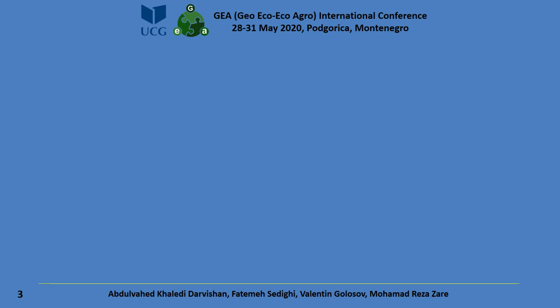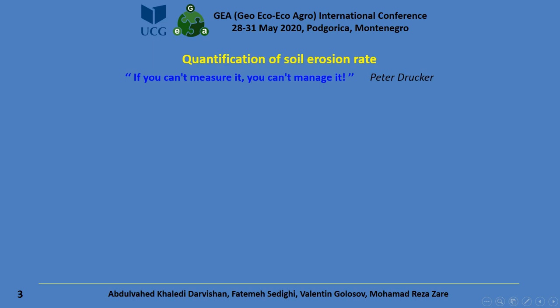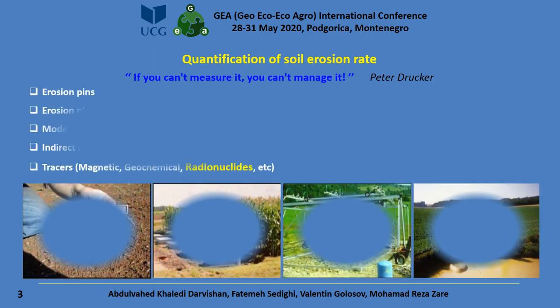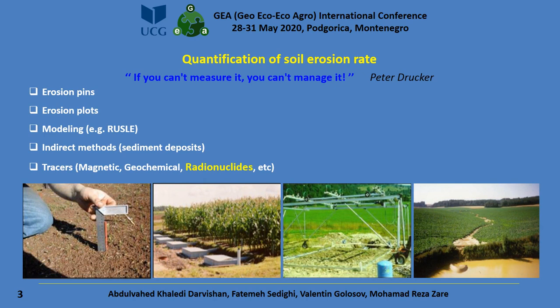Let's talk a little about why and how to quantify soil erosion. There is a famous sentence by a management thinker, Peter Ferdinand Drucker: if you cannot measure it, you cannot manage it. It means that you cannot know whether or not you are successful unless success is defined and tracked. In soil conservation practices, it is very important to measure the soil erosion before and after the practices to know the degree of success. So we need to know the quantity of soil erosion, but how?